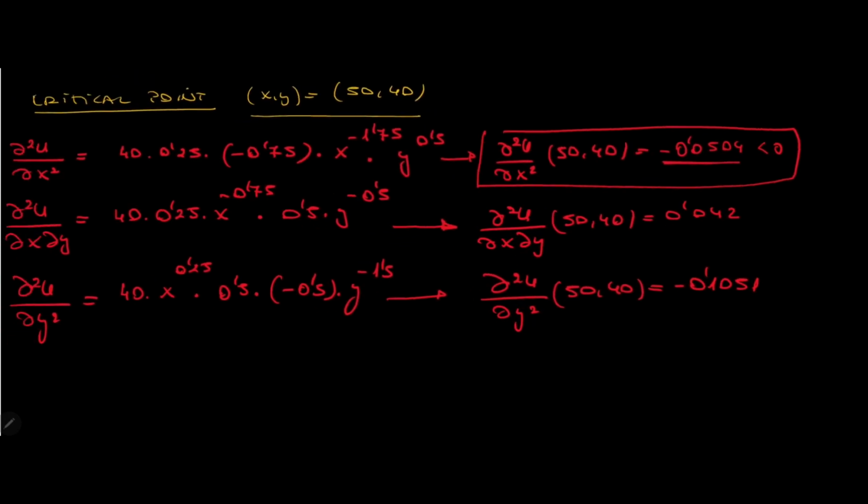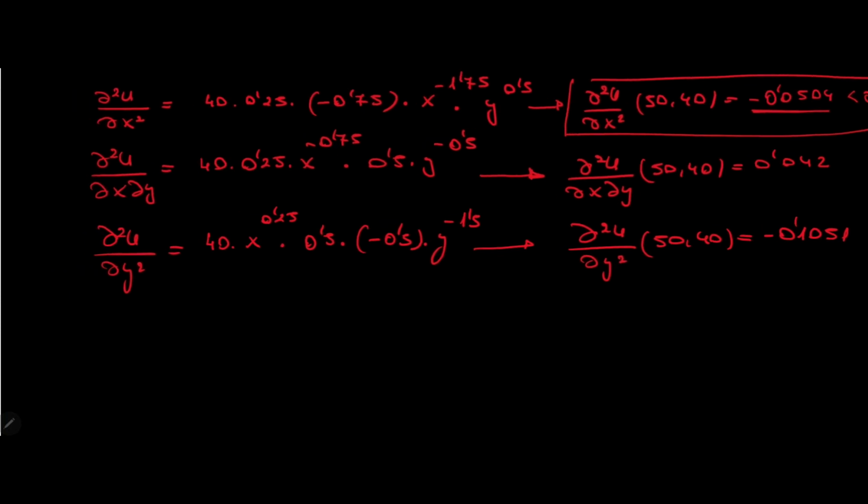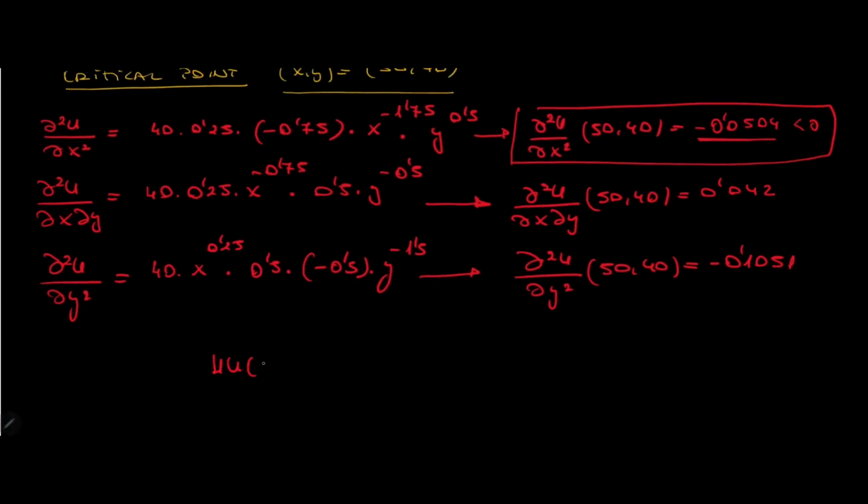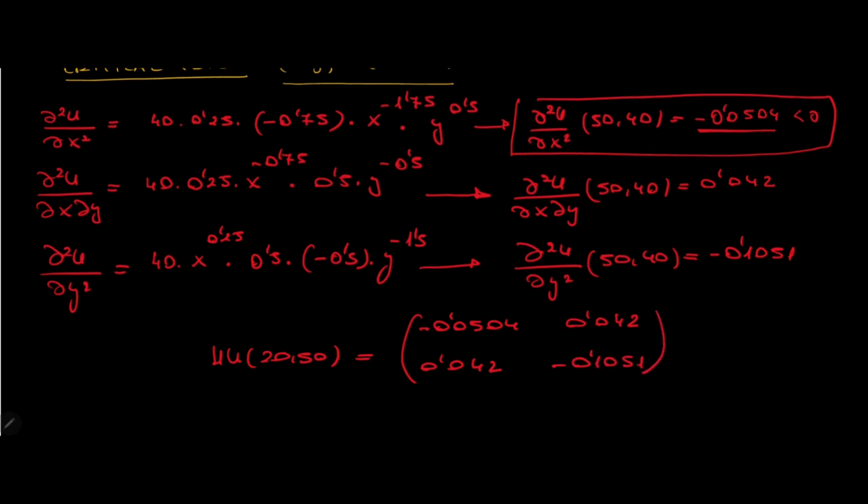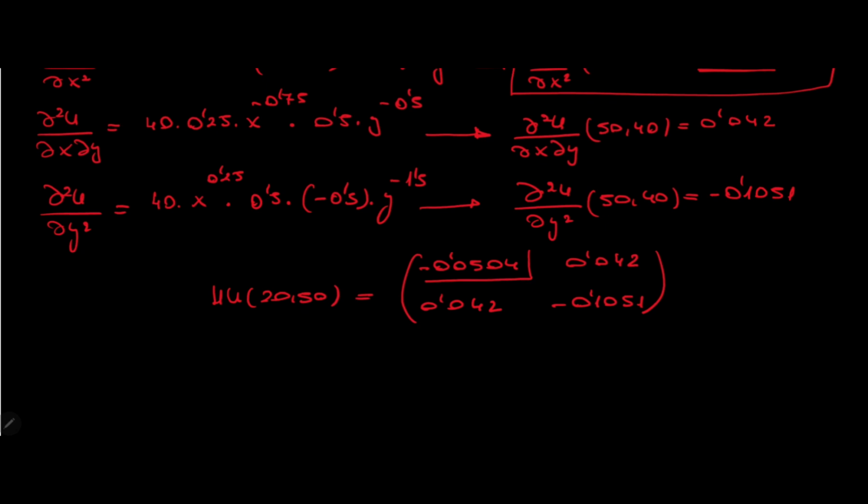0.1051. If we build the Hessian matrix at our critical point, then we have minus 0.0504, 0.042, 0.042, and minus 0.1051. And I have that the first order minor is negative, and then the determinant is positive, 0.00353.